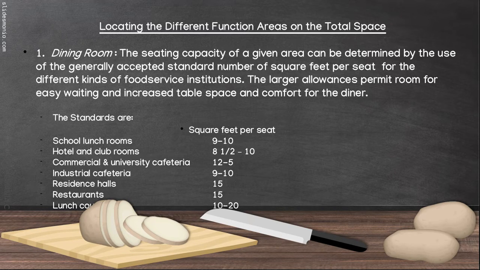Ayan, so the dining room. Okay, so the seating capacity of a given area can be determined by the use of the generally accepted standard number of square feet per seat for the different kinds of service institutions. So, nakita nyo yung size for square feet per seat, kung ano yung allocated na sukat per seat. For example, hotels, lunchrooms, 9 square feet per seat. Dapat pantay-pantay yan, ano? And so on.